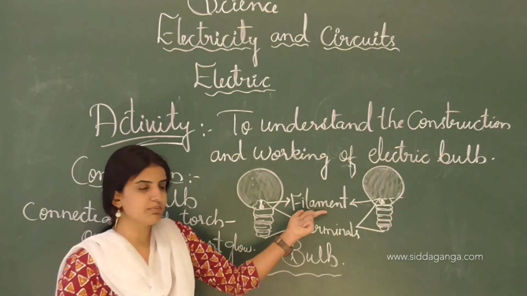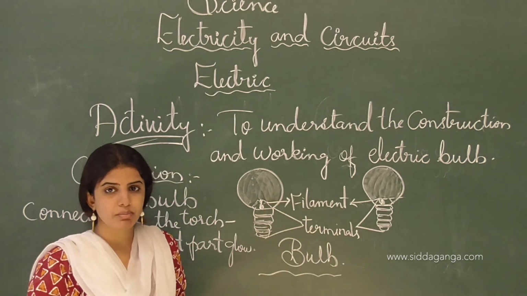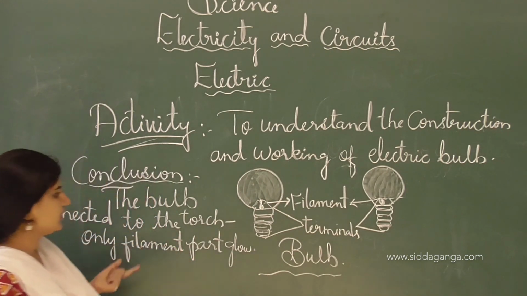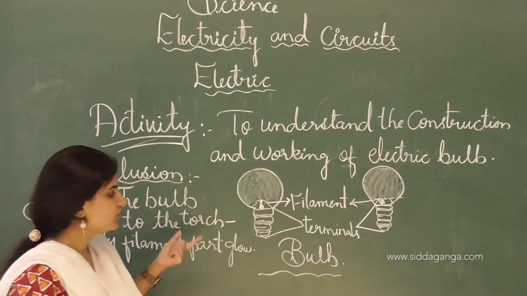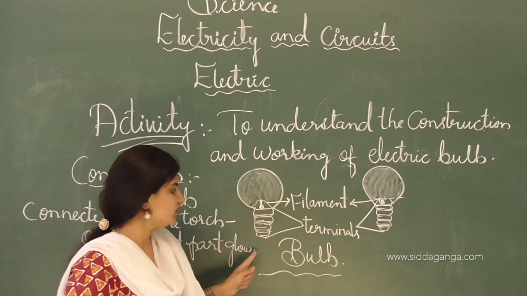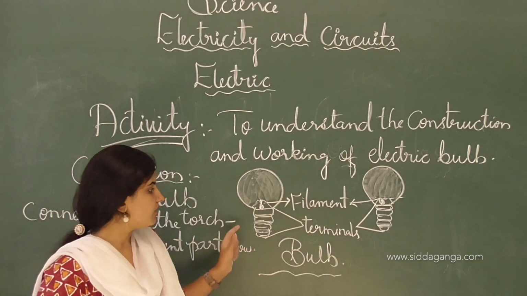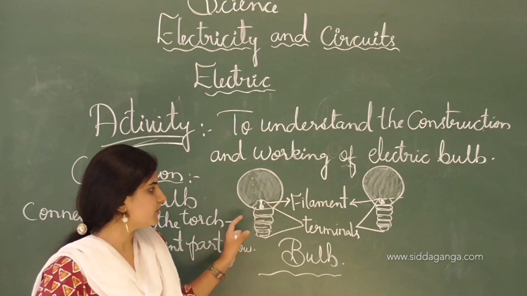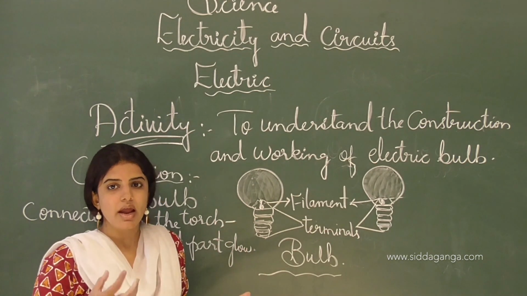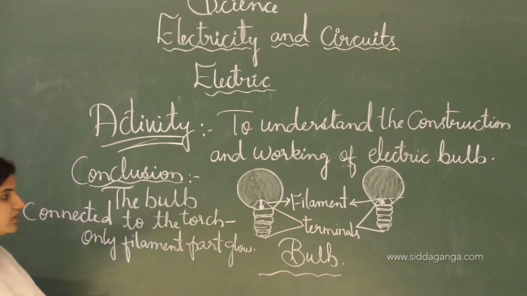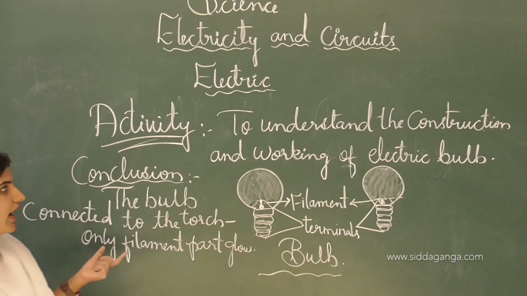The filament is made up of tungsten, a type of metal which allows light to pass through, and thereby electricity flows in the bulb from the two terminals. It passes from one terminal and passes out to the other terminal. During this process, the filament gets heated up, and thereby the glowing of the light takes place. And this is the activity.